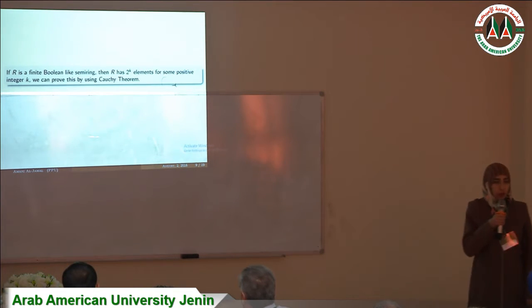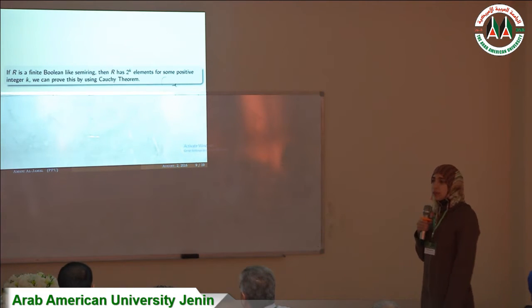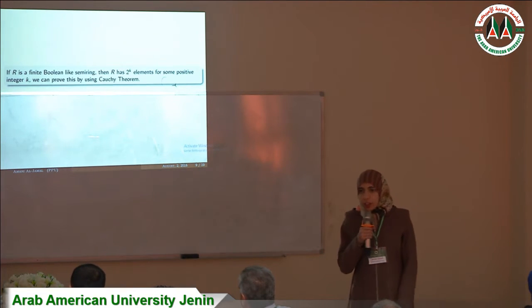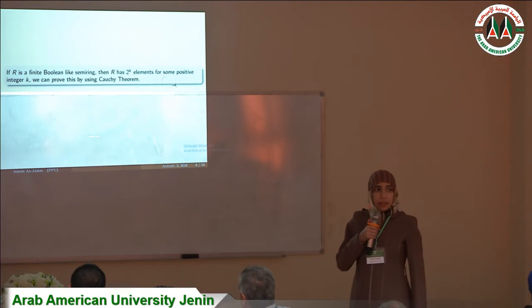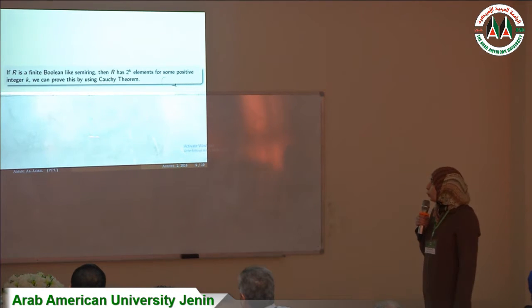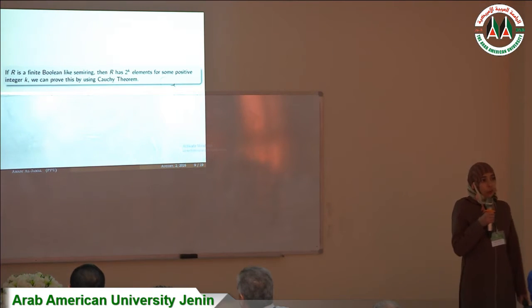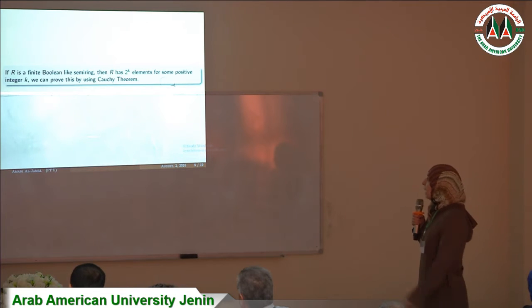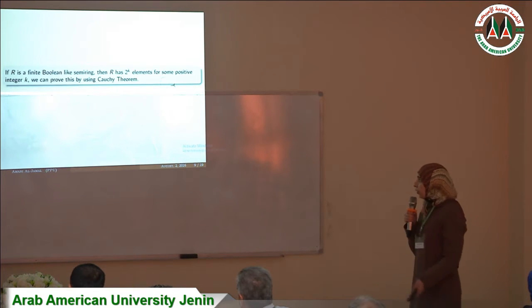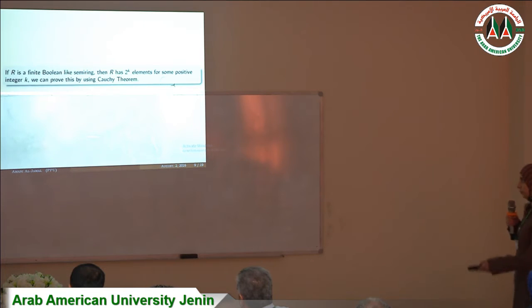Another property of Boolean semiring: if R is a finite Boolean semiring, then R has 2 to the power k elements for some positive integer k, and we can prove this theorem by Cauchy's theorem.